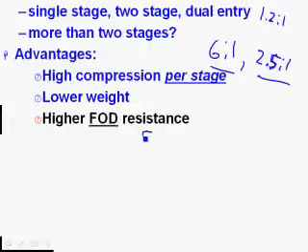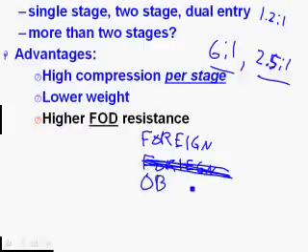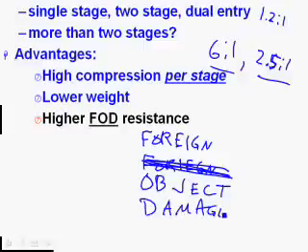FOD stands for foreign object damage. I before E, except after C, and in foreign. Let's see, I spell these two. Foreign. Yep, I before E, except after C, and in foreign. Foreign object damage. It's really hard for me to spell in my head. I got to write it down. Foreign object damage. That's where something from outside of the airplane, hence the term foreign.